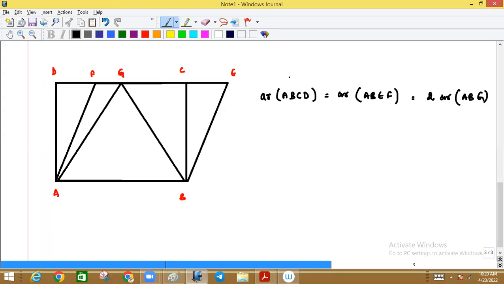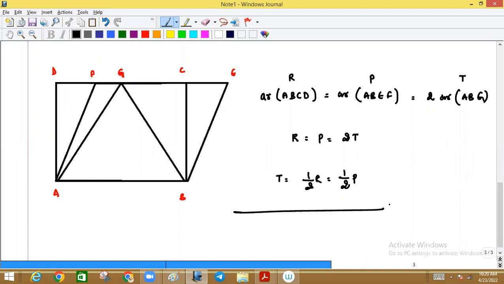Let the rectangle area be R, parallelogram be P, triangle be T. R is equal to P is equal to 2 times triangle. Triangle is equal to half of rectangle, or else triangle is equal to half of parallelogram. You understand? Area of rectangle and parallelogram are equal. Fine. Triangle area is what? Half of parallelogram or rectangle.